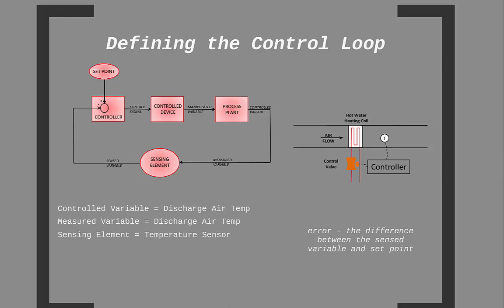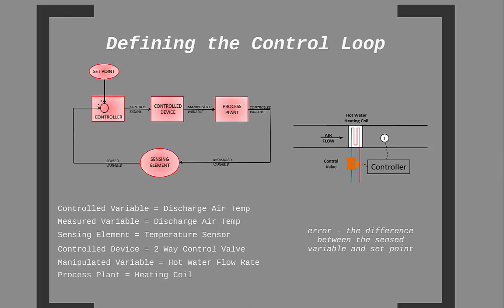In this case, the controlled device is a two-way control valve that has an actuator attached to it, which will adjust the position of the valve, that is, how open or how closed that valve is. The resultant amount of water flowing through the coil will be the manipulated variable. The heating coil assembly, in this case, would be what we previously defined as the process plant.